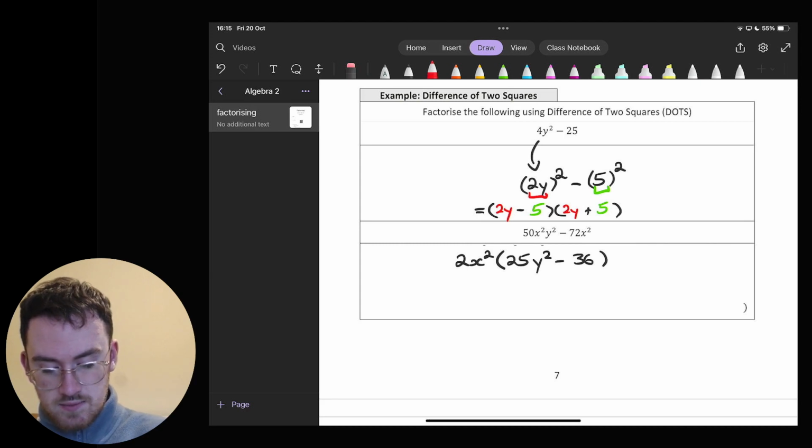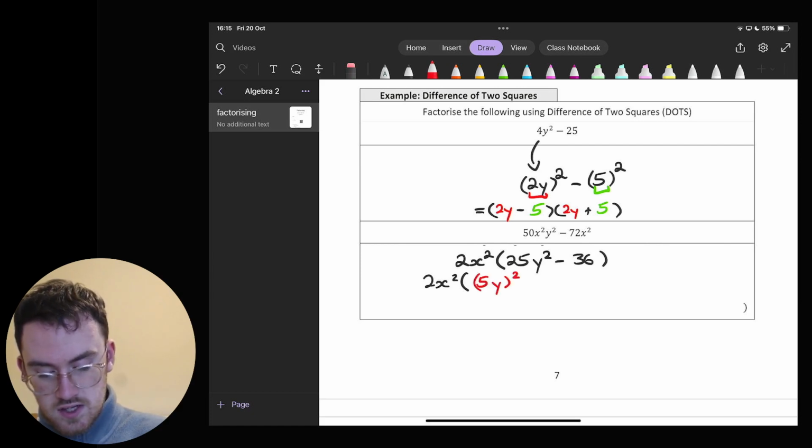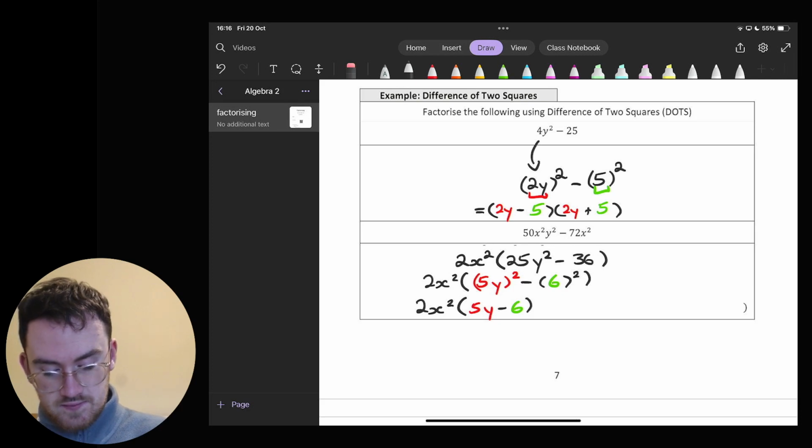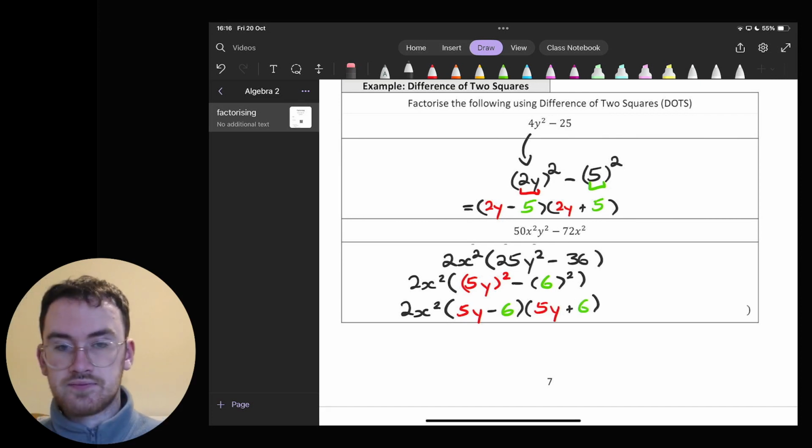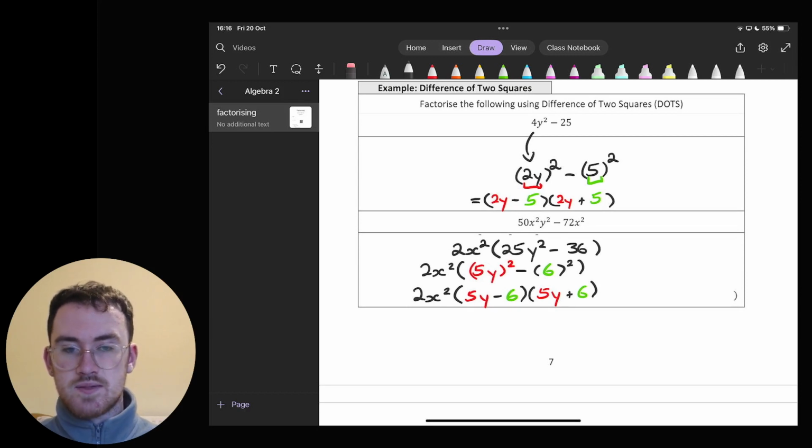Then taking what I have in the middle here, I can leave my 2x squared on the outside. I can rewrite 25y squared as 5y all squared. And I can rewrite 36 as 6 all squared. Then moving on, I have 2x squared, I have my 5y minus 6, and I have my 5y plus 6. Okay, and that's my end result there. I can't go any further with that one, and it is appropriately fully factorized. We couldn't factorize that any further.